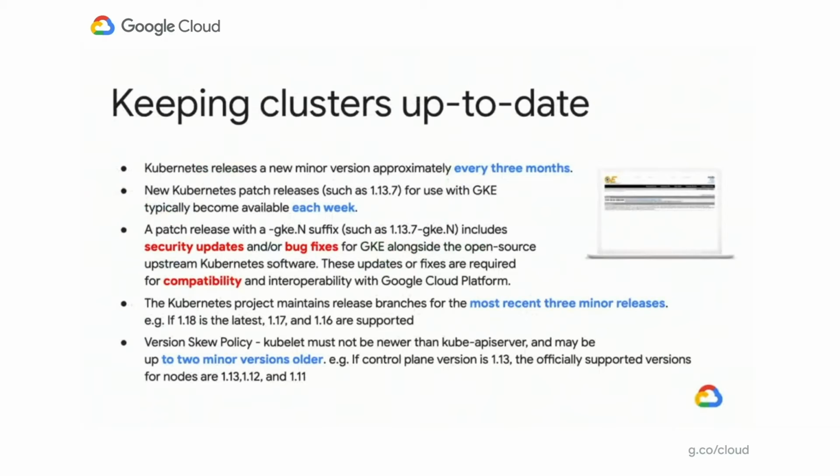So effectively prolonging the support period from 9 months to 12 months for Kubernetes minor version. The other requirement is to maintain supported version skew between your control plane and the nodes. Nodes cannot run newer version than the control plane, and they have to be within 2 minor versions from the control plane. So, for example, if your control plane runs on 1.19, your node pools can run 1.19, 1.18, or 1.17, the currently supported versions.